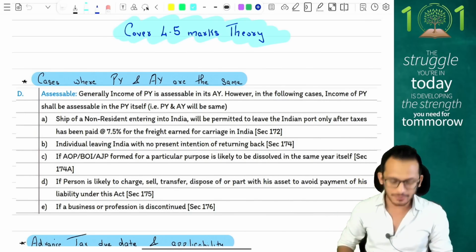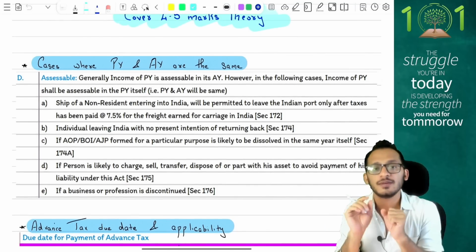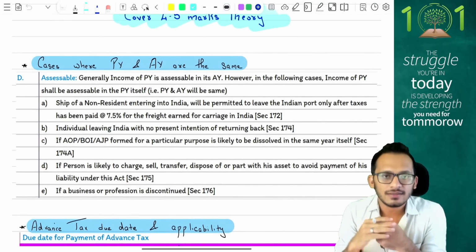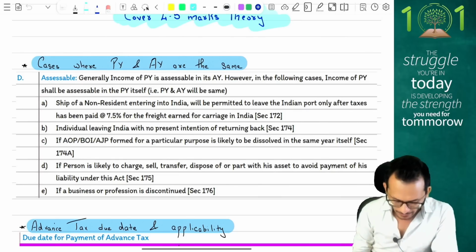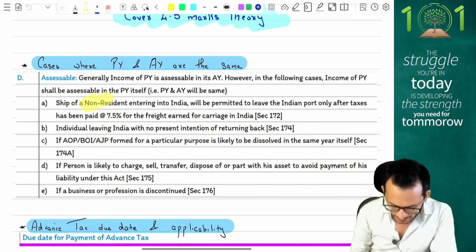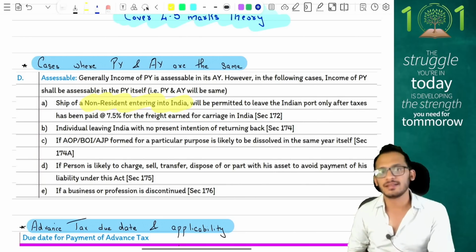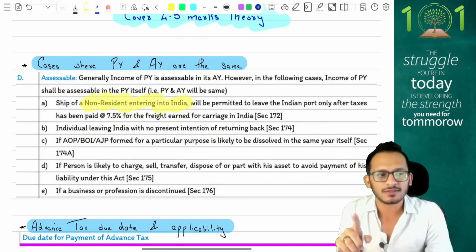The first question, which may come as a theory question: what are the cases where your previous year and assessment year will become the same? There are 5 cases where your PY and AY will become the same. Case number 1: if you are going to have a ship of a non-resident which is entering into India, then you will only be permitted to leave India after you pay your taxes in India. Therefore, your PY and AY becomes the same.